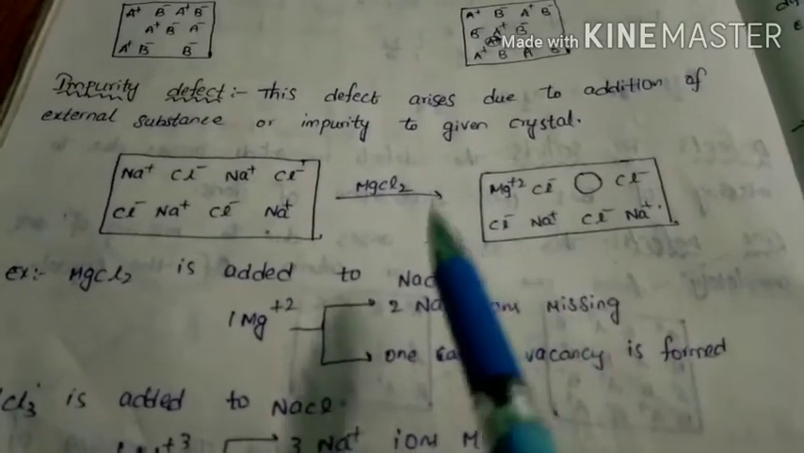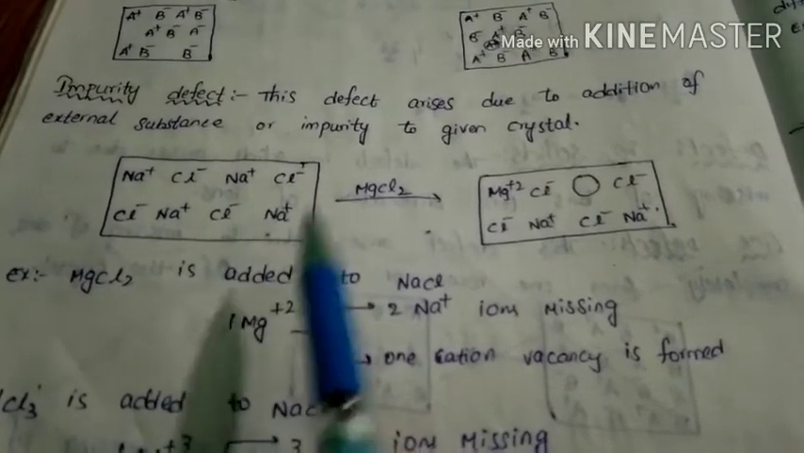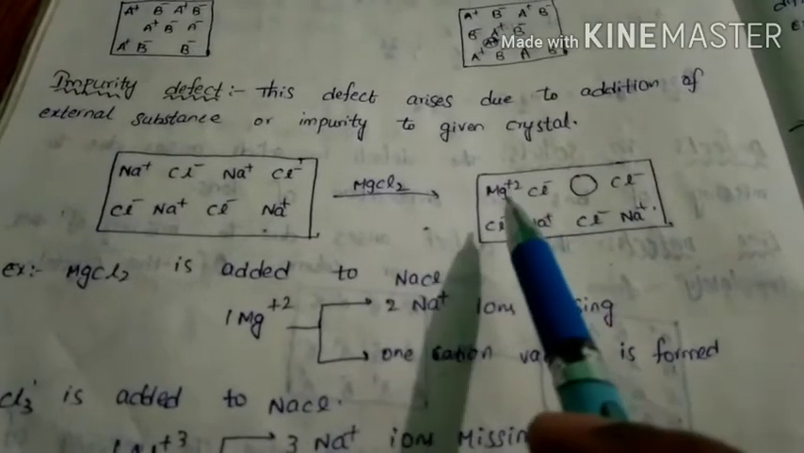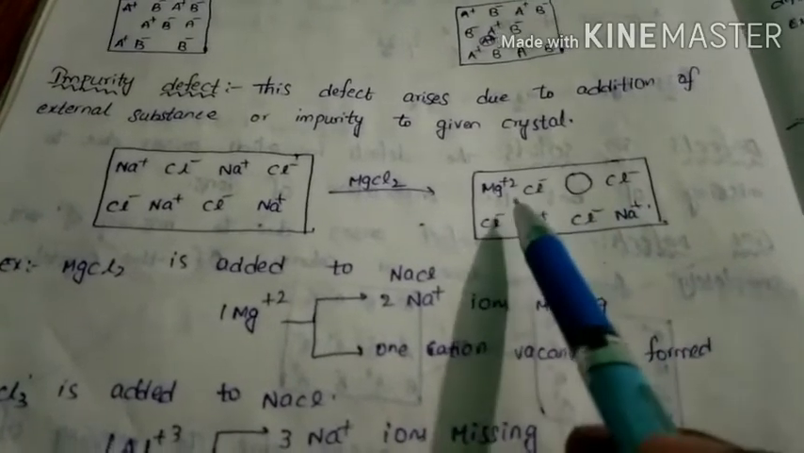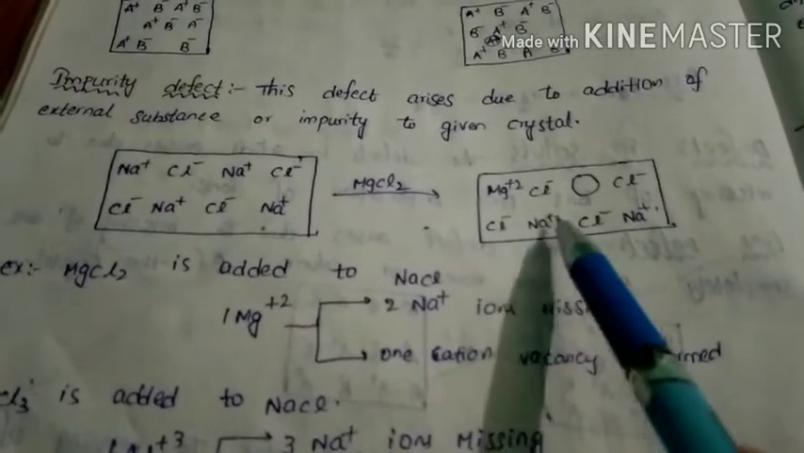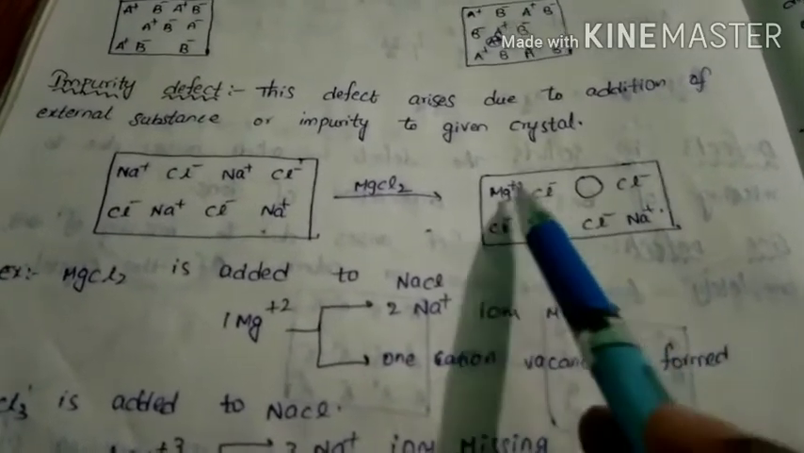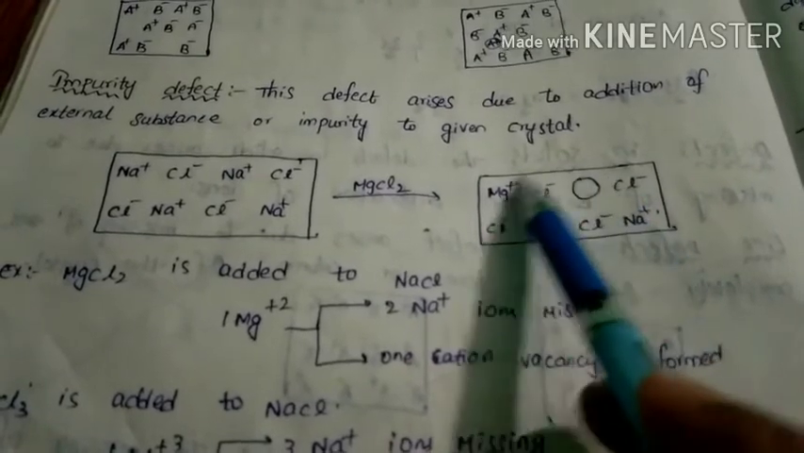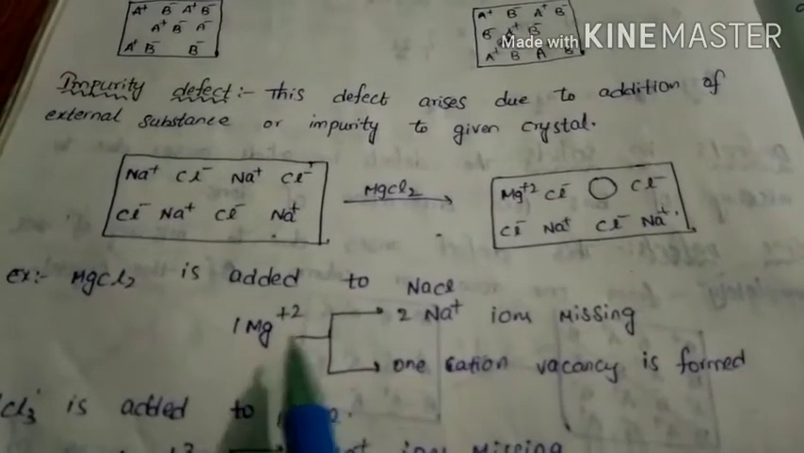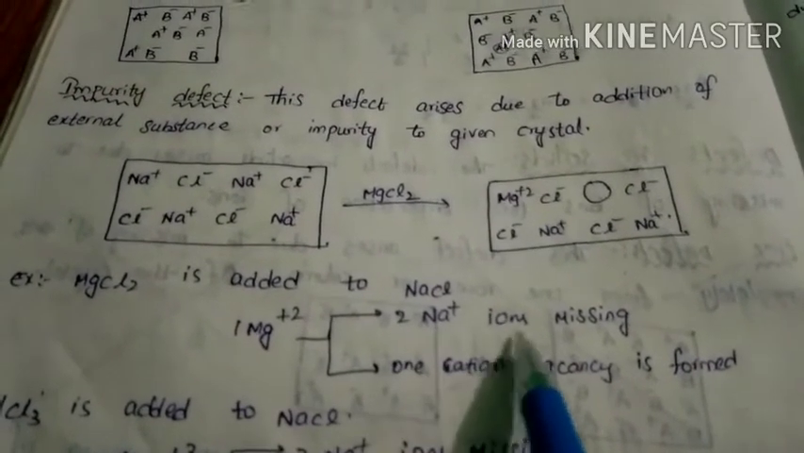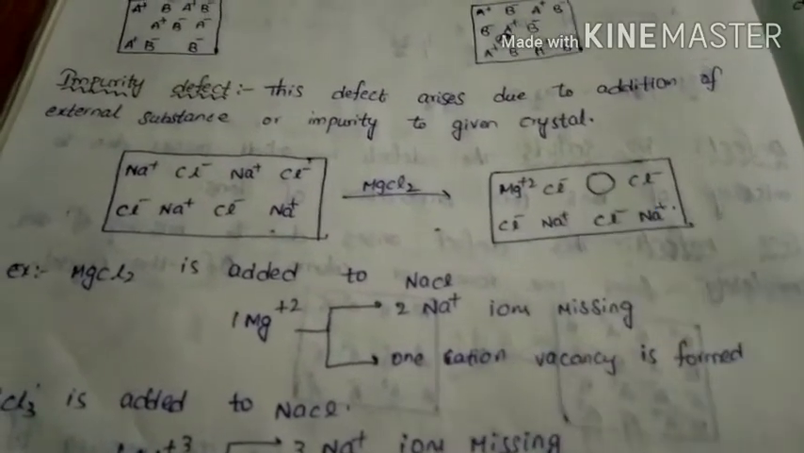But finally, stability is maintained. How can we say that? Stability means the number of positive charges equals the number of negative charges in a crystal. Even though one vacancy is formed, stability remains, because positive charges are +2, +1, +1, total 4, and negative charges are -1, -1, -1, -1. So the number of positive charges is equal to the number of negative charges, and the crystal stays stable. The point is, if MgCl2 is added to NaCl, one Mg2+ replaces 2 Na+ ions, and one vacancy is formed, that is, a cation vacancy.